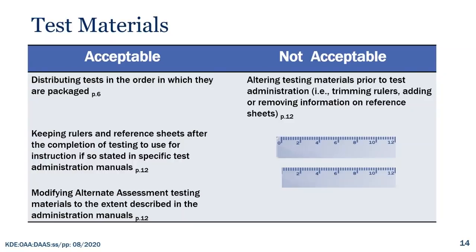Rulers may be kept after testing to use for future instruction. DACs and BACs should make sure that the test administrators distribute the rulers provided with the current testing materials and are not using materials from a previous year's administration. The rulers and reference sheets are yours to keep following testing. Please do not modify the ruler by trimming off the end so that the zero is now at the end of the ruler. Learning to read and use the ruler properly is part of the test. Alternate assessment manuals contain specific directions for altering, modifying, and working with alternate materials.